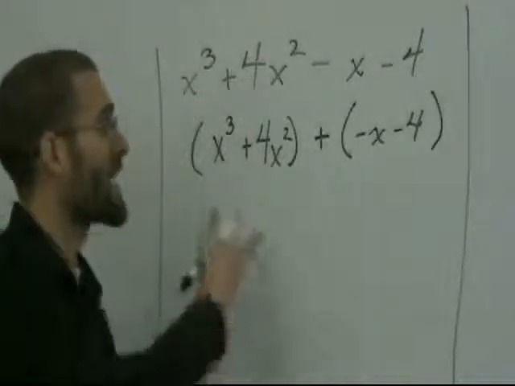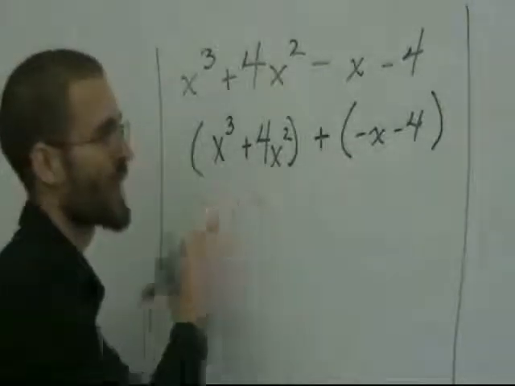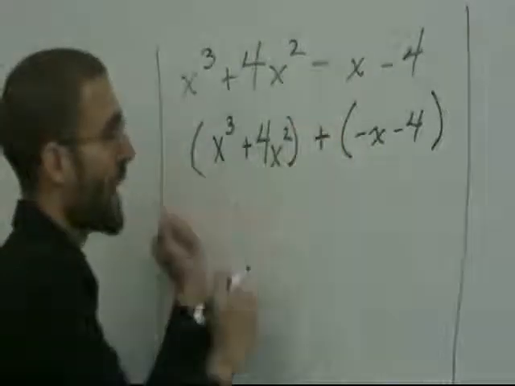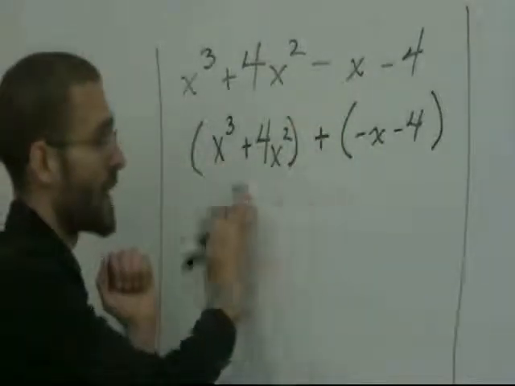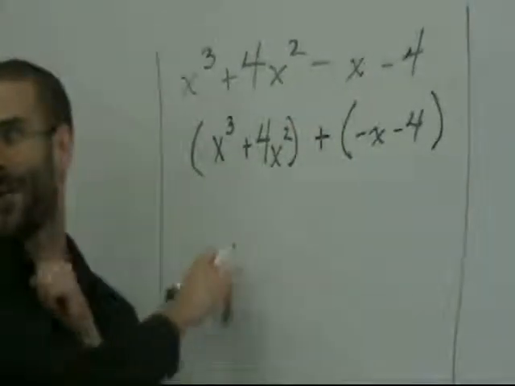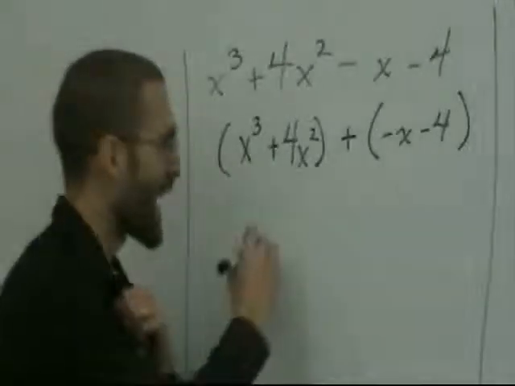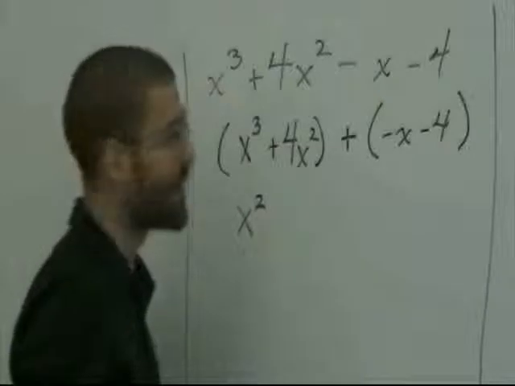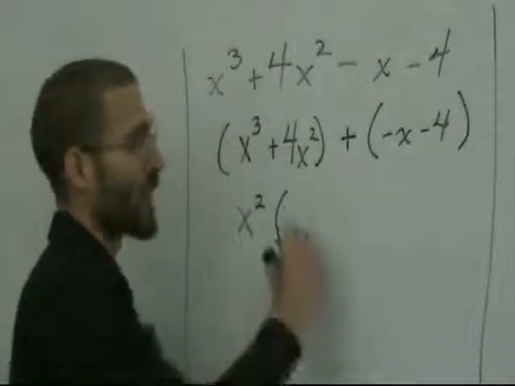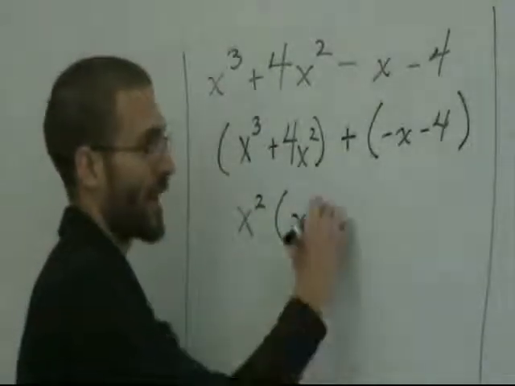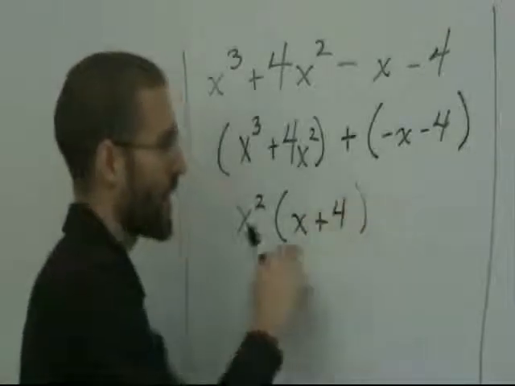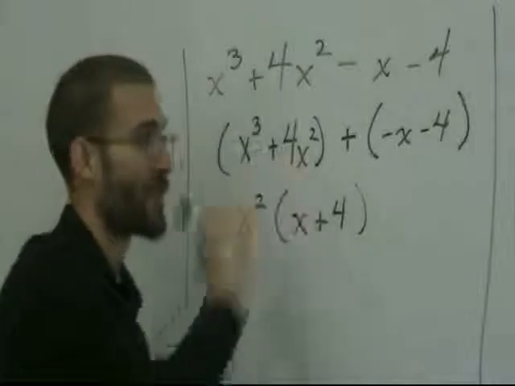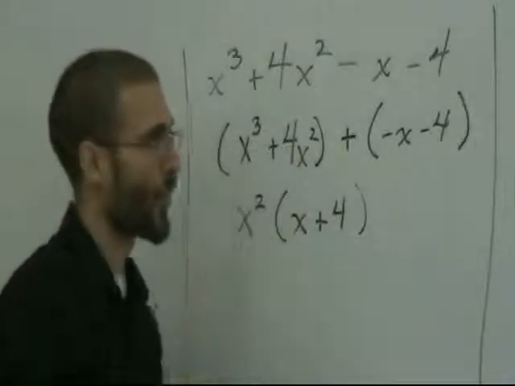And when you go ahead and take a look at these groups now, we can just focus in primarily on this first group right away. And we see that, oh, there's something in common. Mr. Potier, what do we see in common? X squared. We see an x squared in common. And when we factor out an x squared, which is division by x squared, we're going to be left with an x and a plus 4. When I divide x cubed by x squared, I'll be left with x. When I divide 4x squared by x squared, I get 4.